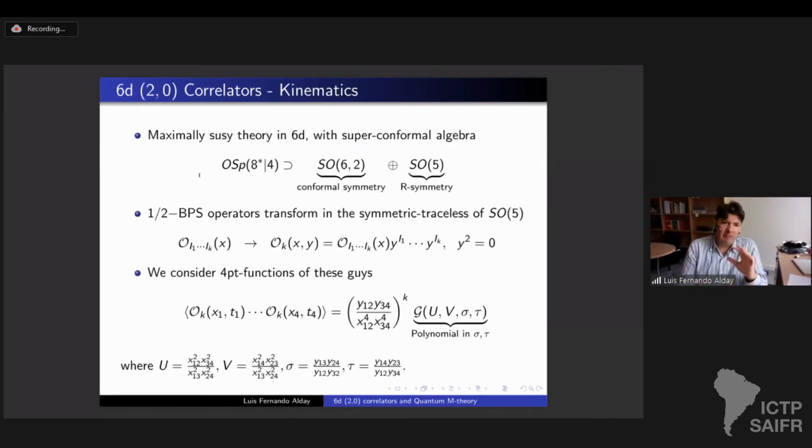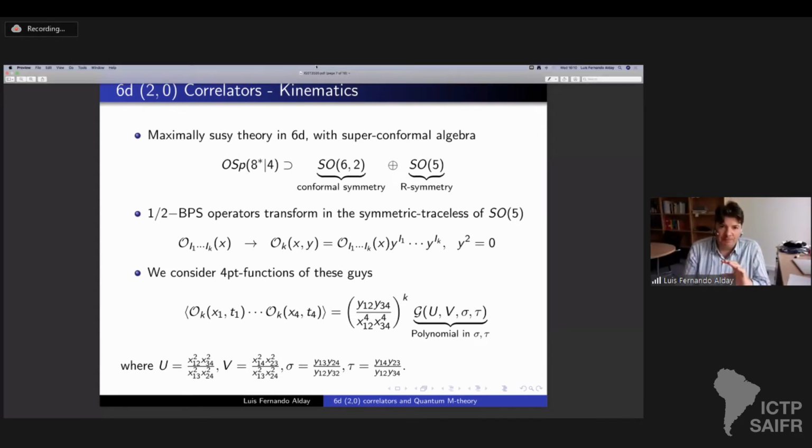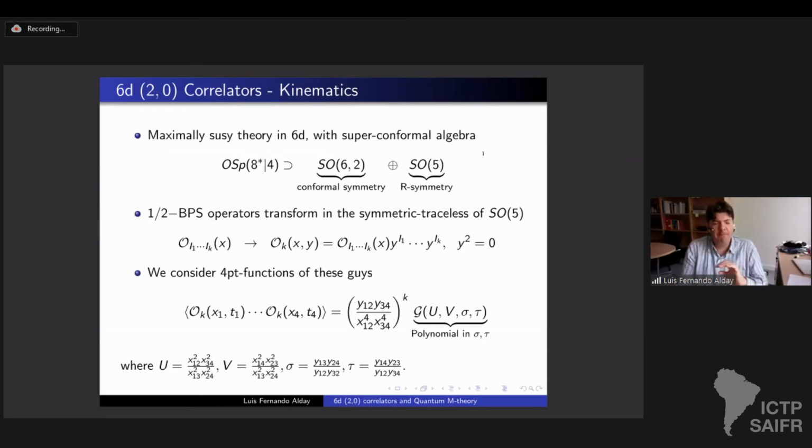Now let me tell you a little bit about the kinematics of the problem. The theory is the 6D (2,0) theory, the maximally supersymmetric theory in 6 dimensions, and it has a superconformal algebra which is OSp(8*|4). That's just a name, it doesn't matter. But what is important about this algebra is that it has a bosonic subalgebra given by SO(6,2), which is the conformal algebra in 6 dimensions. And then we also have an R-symmetry group, which is SO(5) in this case. It's the analog of the SO(6) in N=4.